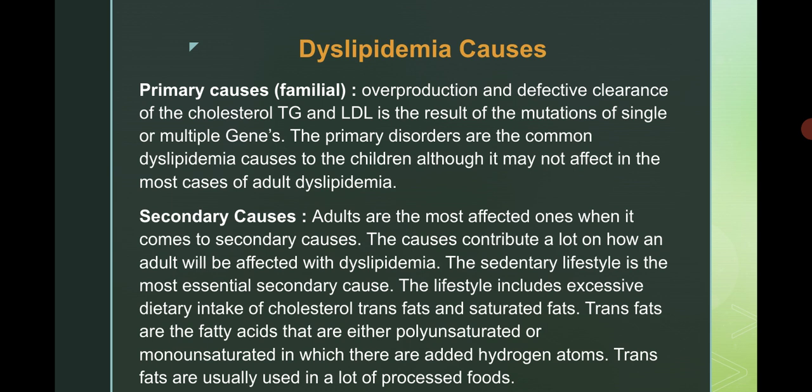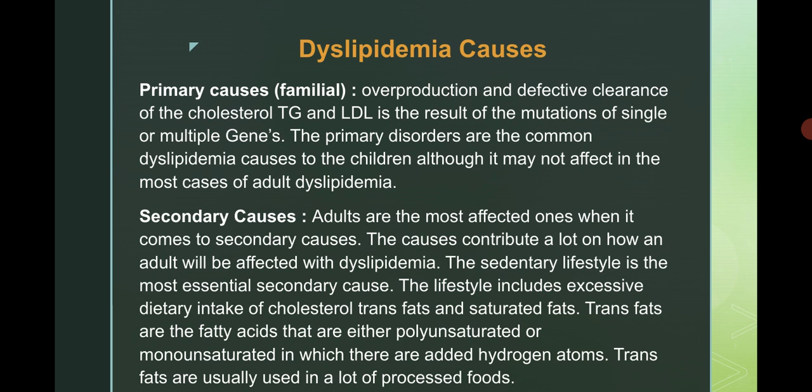Dyslipidemia causes: primary and secondary. In primary, there is overproduction and defective clearance of cholesterol and TG, and LDL is the result of mutation of single or multiple genes. The primary disorders are common causes of dyslipidemia in children, although they may not affect most cases of adult dyslipidemia. But in secondary, adults are the most affected ones. The causes contribute a lot to how an adult will be affected with dyslipidemia.